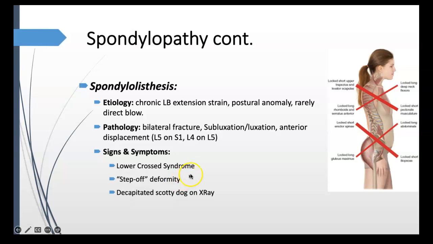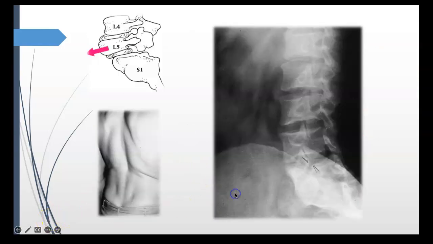And then they will have what we call a Scotty dog fracture. So let's see if we can see that on the slide. So here is where we see slippage. And then right in here, you'll see the slippage or the sliding of the L5 vertebral body.